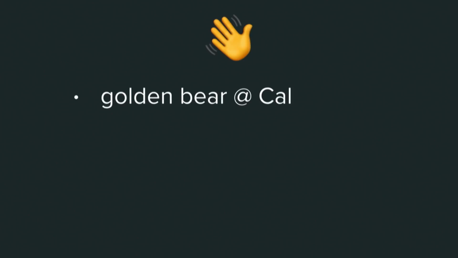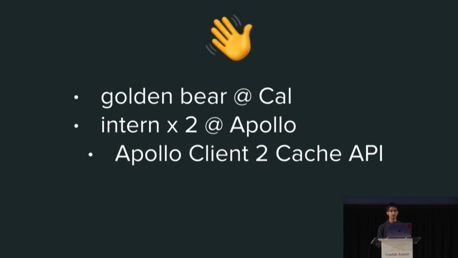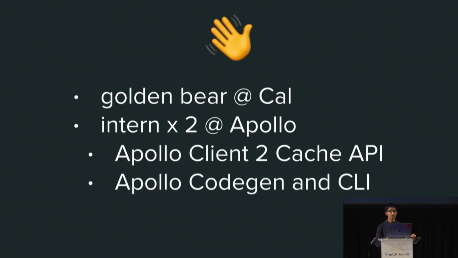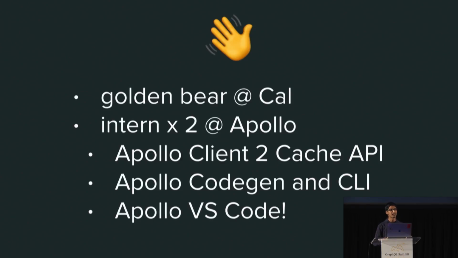So first, hi, I'm Shadaj. I'm a freshman at UC Berkeley, where I'm studying electrical engineering and computer science. As Jesse mentioned, I was an intern 2 times at Apollo. Some things you might know me for, the Apollo Client 2 Cache API, which is used by Hermes. So that's something I developed in my first internship. And then recently, I've been working a lot on the Apollo CodeGen and CLI. So I added things like Scala support to Apollo CodeGen, and then I worked on things like bringing the CodeGen into the CLI and a lot of the new features there. And Apollo VSCode. So that's something I worked on this summer, and I'm super excited to share it with you.